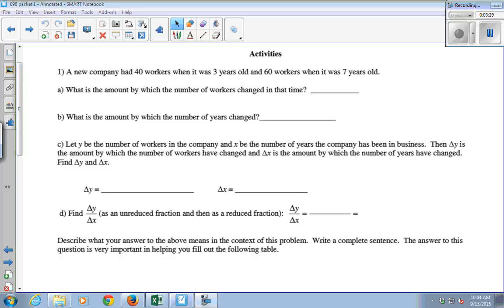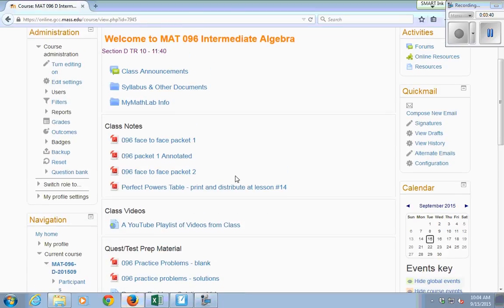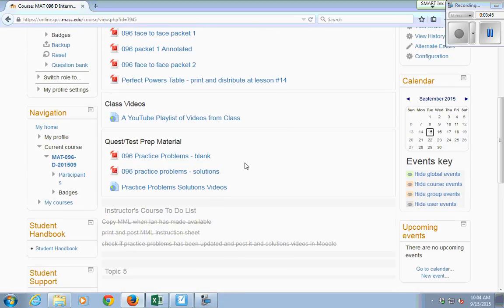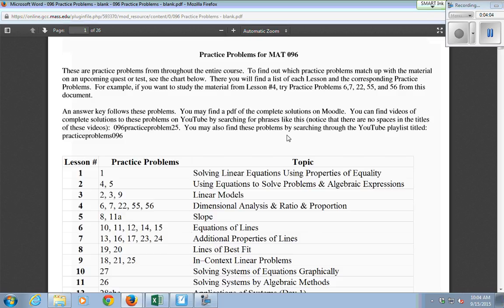I wanted to tell you about preparing for the quest. So you've got quest 1 next class. Last class I gave you a packet called practice problems, extra practice problems. So if you log into our course Moodle site, which is where I am right now, there's a block at the bottom called quest/test prep material, and there's a PDF called 096 practice problems. I handed this out to you, so you all have a hard copy. If you didn't get one, I have some more, or it's always in Moodle. You can print it if you lose it. So it looks like this, practice problems for Math 096.